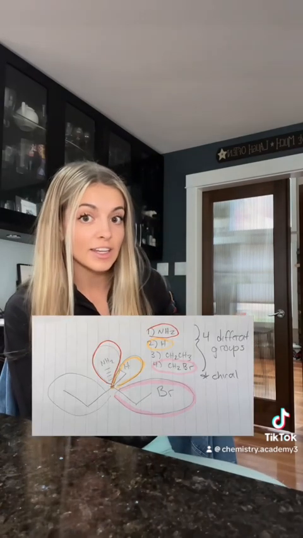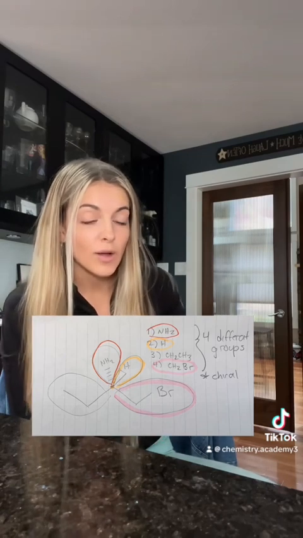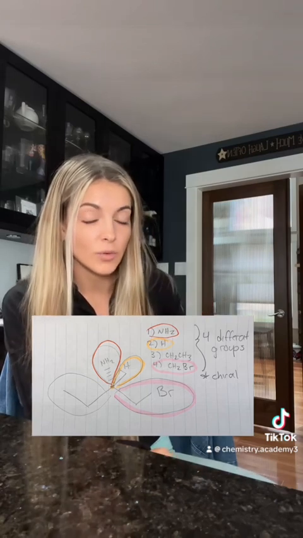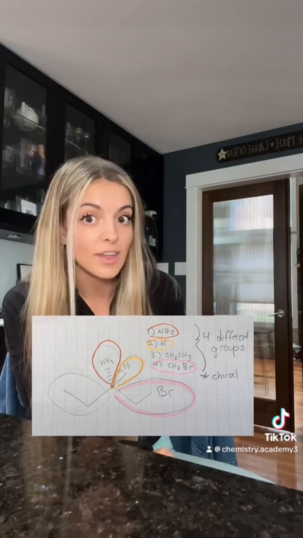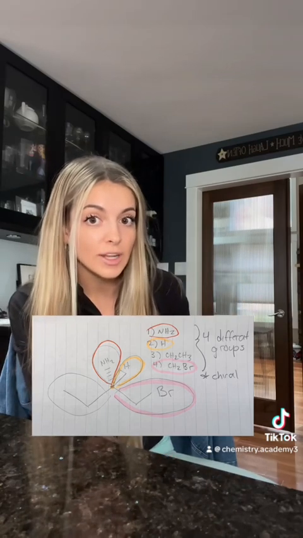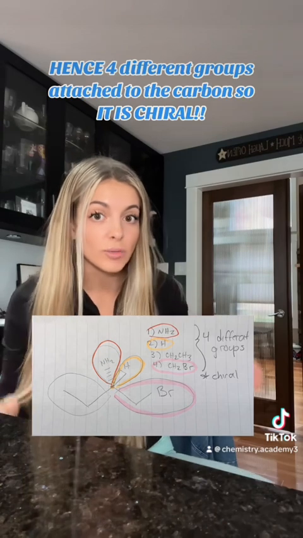So let's circle them. Like this, I circled each different area of bonding with a different color. And then I listed the groups 1 to 4. We can see group 1 is an NH2, and NH2 is different than an H. We can see the other group is a CH2 connected to a CH3, which is different than both an NH2 and an H. Then our 4th group is a CH2 connected to a bromine, which is different than every other group that we listed. Hence, none of the groups are the same.